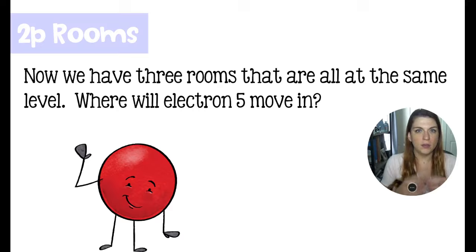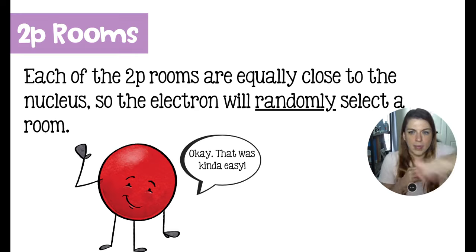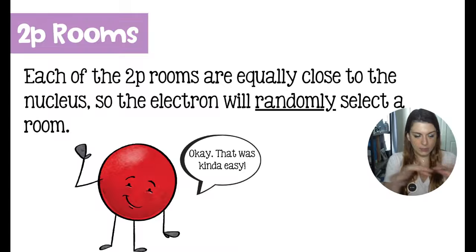And then we come to the point of 2p. And the 2p rooms, there's 3 of them, 2px, 2py, and 2pz. And the question is, where are the electrons going to go? Electron number 5 is going to randomly select a 2p room. This is because 2px, 2py, and 2pz, remember up and down, left and right, and forward and back, all of those rooms have the equal amount of energy. They're all the same level in terms of the electron getting close to the nucleus or climbing up the stairs. So it's just totally random. It can go anywhere.